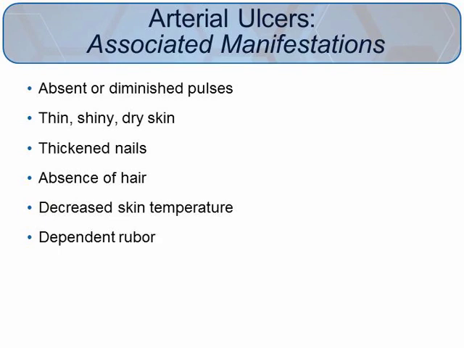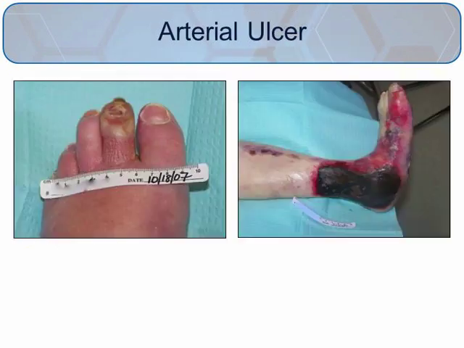Now, in these patients, you may also see, of course, absent or diminished pulses. You may see thin, shiny, dry skin, thickened nails, absence of hair, or cooler skin temperatures. However, I want to warn you that you can have a patient with thickened nails and thin skin with normal arterial flow, so those signs are not very specific. You may also see dependent rubor, in which the leg turns a deep red color with leg dependence, and then with leg elevation, the leg becomes very pale.